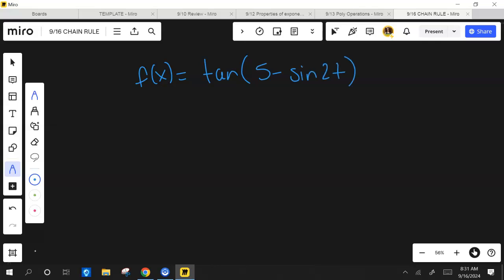How many functions do you see here? I see 3. I see tangent of something. That's 1. I see 5 minus sine 2t. That's something else. Then I see sine 2t. That's a third. Does everybody see that?